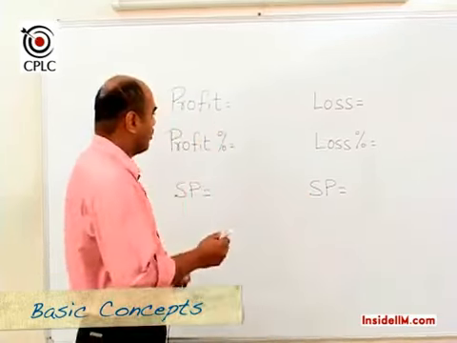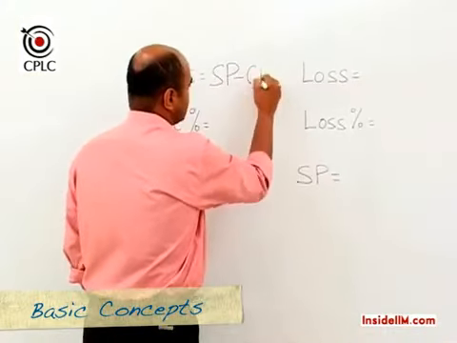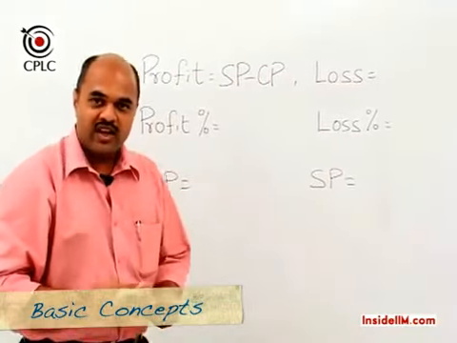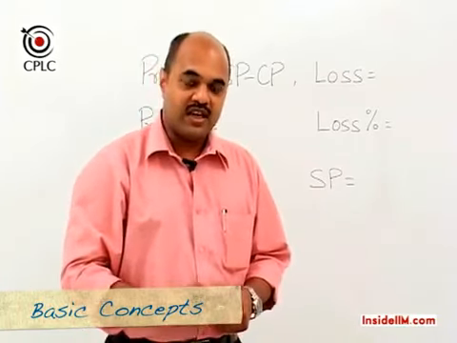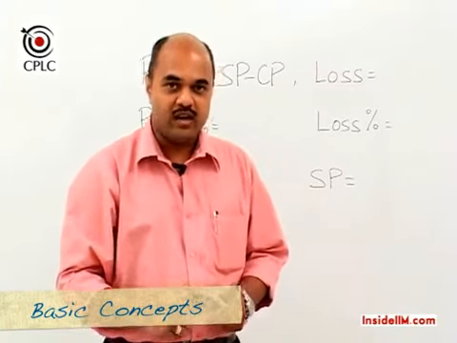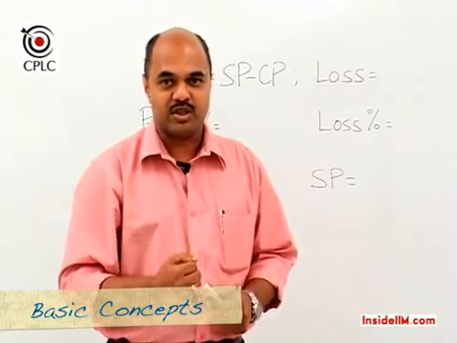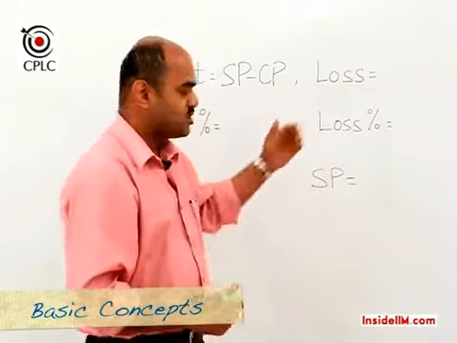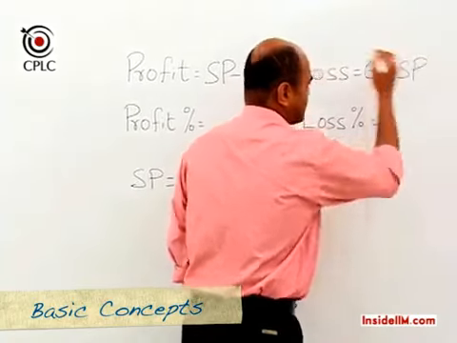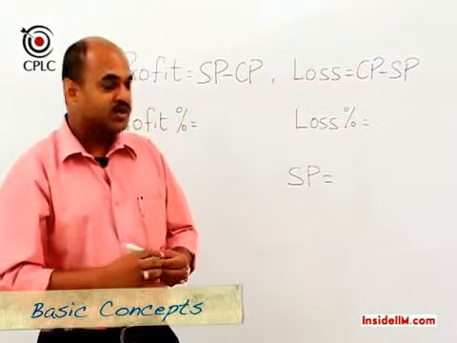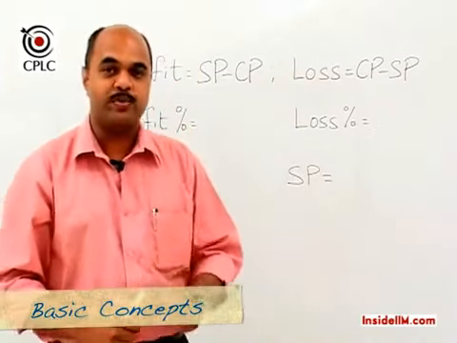And hence, in terms of a formula, profit would be nothing but selling price minus cost price. On the other hand, if I have purchased an article at a price CP and I am selling it at a price SP, where I am forced to sell it at a price lower than the price at which I have purchased, then I lose money. Hence, the formula for loss would be cost price minus the selling price. Now, this formula for profit or for loss will give me the value in rupee terms.